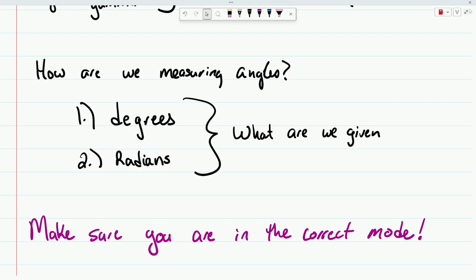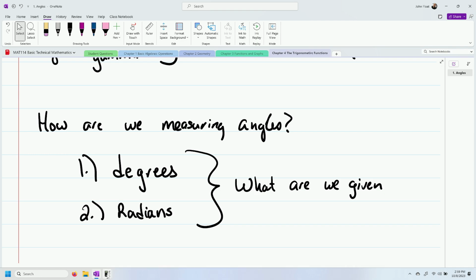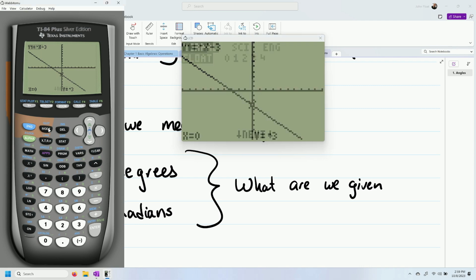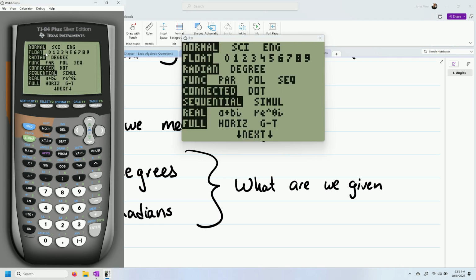So let me show you real fast. So we're just going to minimize this and get our calculator out here. All right, and what I mean by mode is when you click on the mode icon, all right, notice a little bit down, on the third row, we have radian, and then we have degree, okay? Traditionally, calculators are put in radian mode. However, sometimes you got to put it in degree mode.